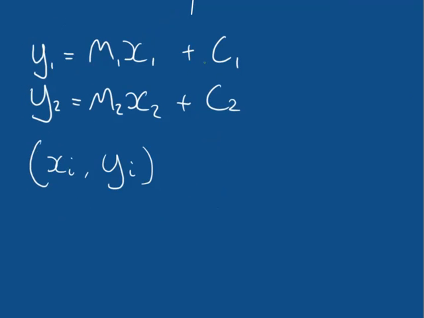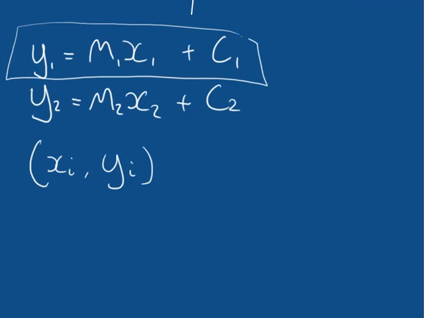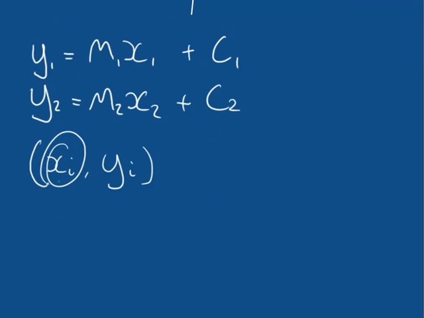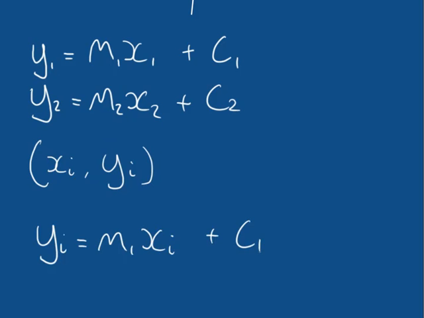So that means I can rewrite both of these equations. If I know that putting xi into equation 1 is going to give us yi, then I can rewrite this as yi is equal to m1 xi plus c1. And if I know that putting xi into equation 2 is going to give us yi, then I can rewrite equation 2 as yi is equal to m2 xi plus c2.